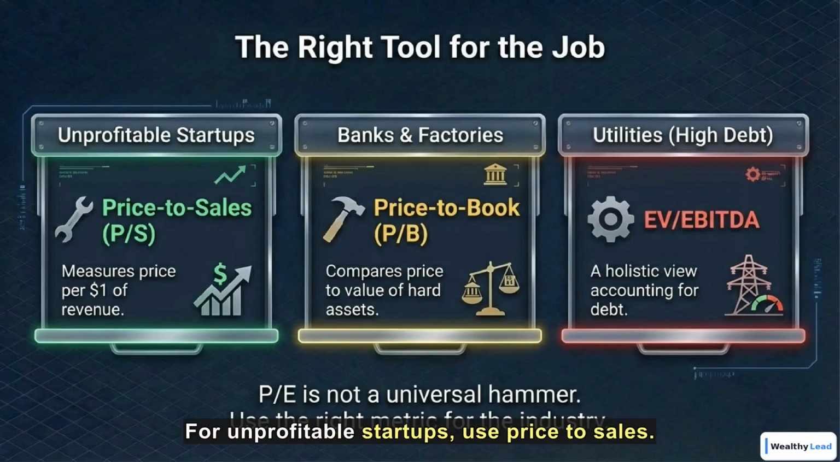For unprofitable startups, use price to sales. For banks and factories, use price to book. For utilities with high debt, use EV/EBITDA. Use the right metric for the job.